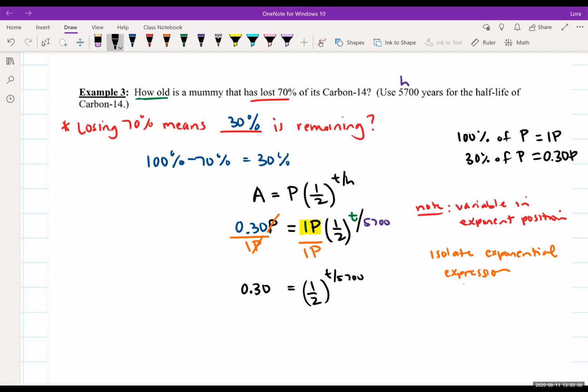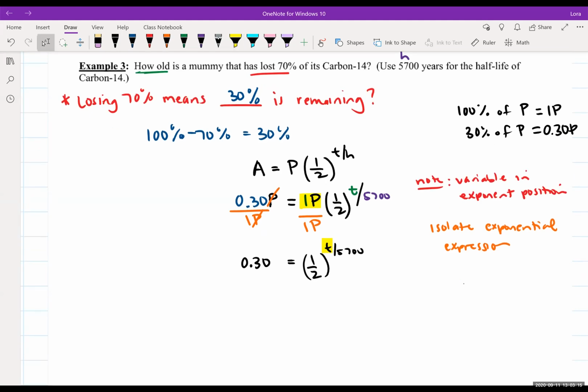So now we're running into a very familiar exponential equation. You want to get that t out of the exponent position. The next idea would be to take the log of both sides. And whether you want to take log or ln, I'm just going to do ln. It just seems a little bit more appropriate. So we're going to take the natural log of both sides.